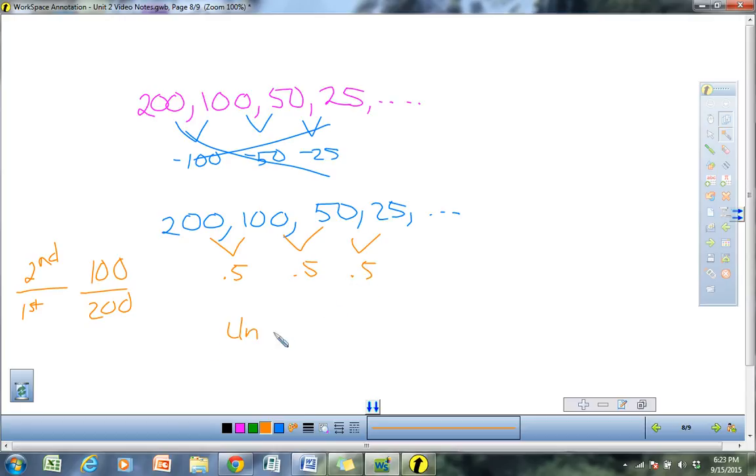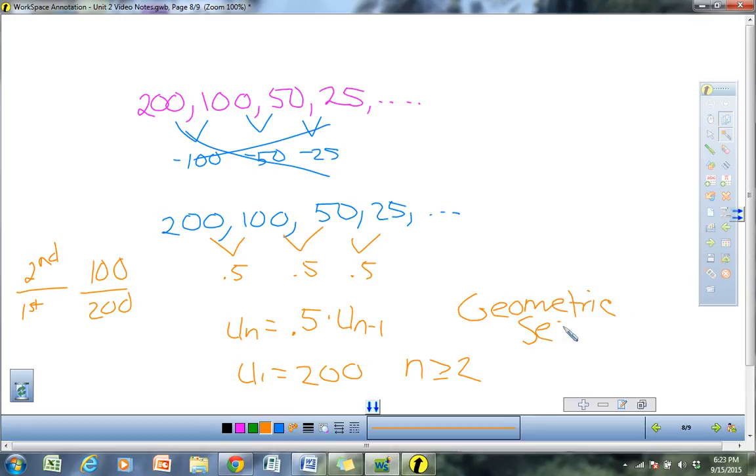So to write this, I'm going to write U sub n equals, now one thing that I didn't like about the first try this, is multiplication we always want to write in front, so that way it doesn't get lost with our n minus 1. So we're going to have U sub n equals 0.5 times U sub n minus 1. We still need our starting value, U sub 1 equals 200. We need our conditional statement, n is greater than or equal to 2. And we need to name this as a geometric sequence. It's just an example of a division one. So really you're dividing by 2, but we don't say that with sequences. Instead we say we're multiplying by 0.5.